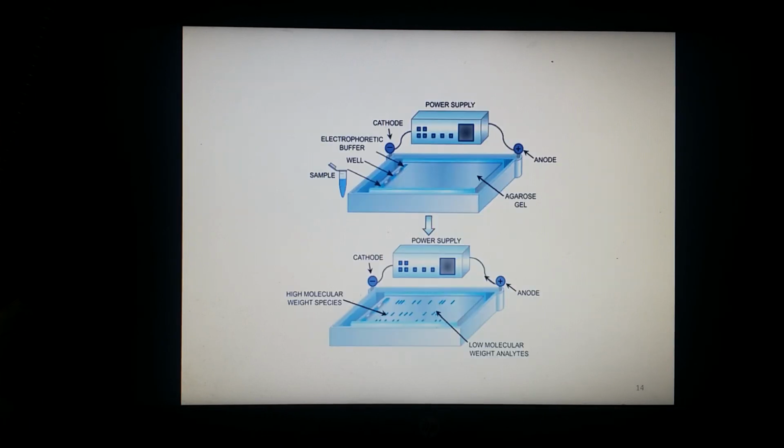Here you can see the entire setup of the agarose gel electrophoresis, and how the strands are separated on the basis of their molecular weights. It shows how the setup is attached to the power supply, and when the current is passed and the sample is applied to the gel, how it works. So this is the entire setup of the agarose gel electrophoresis.